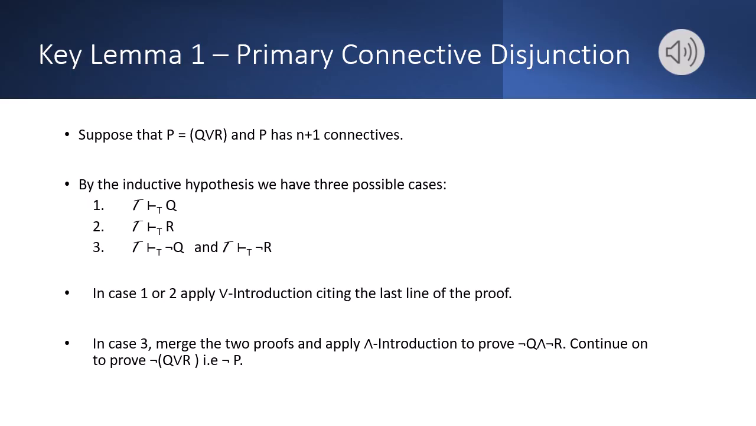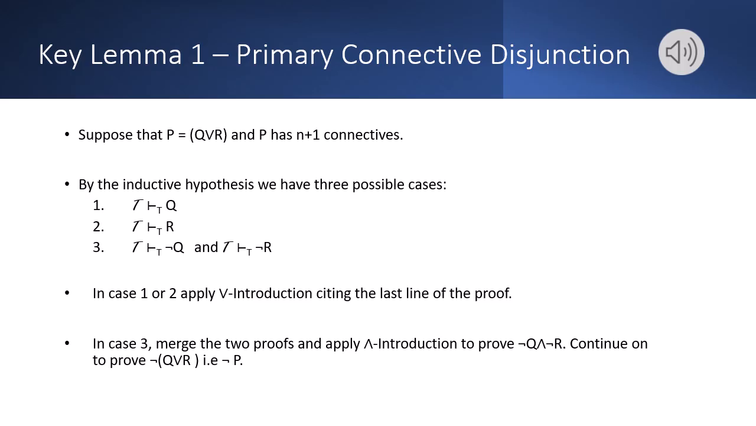Now, we're going to start by assuming that we have a new sentence P and it has n plus 1 connectives. And so it will have a primary connective. And here we'll be looking at when that primary connective is disjunction.